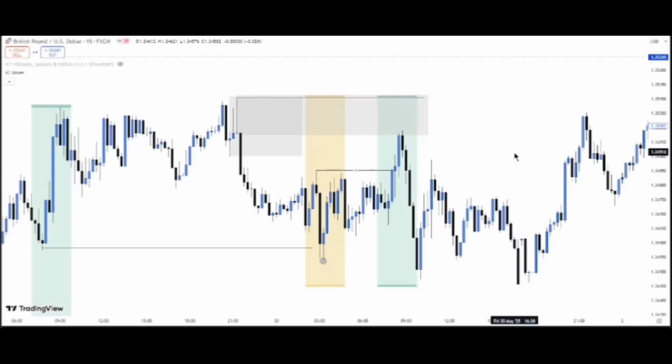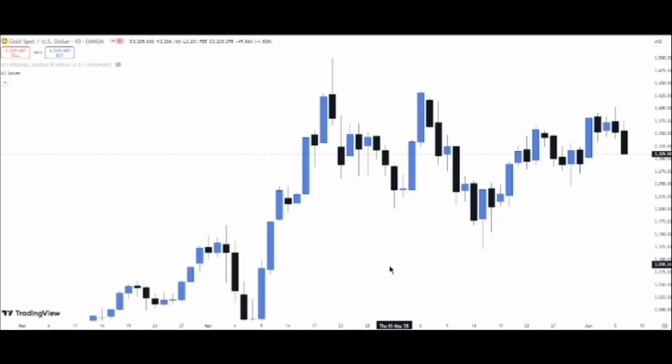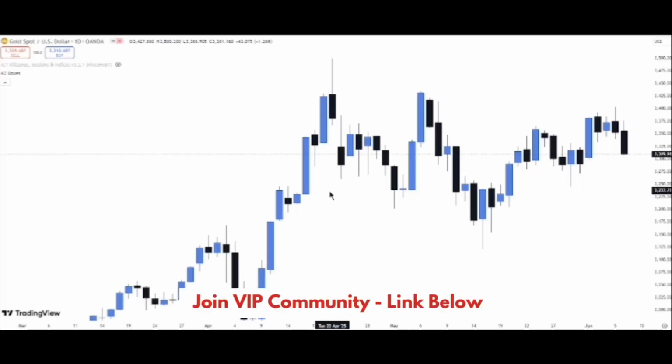Let me take you to the next example so that you know that I'm not cherry picking. Okay, so here is another example. Like I said, you need to look for a combination of colored candles for you to be able to identify what the market will do the following day.